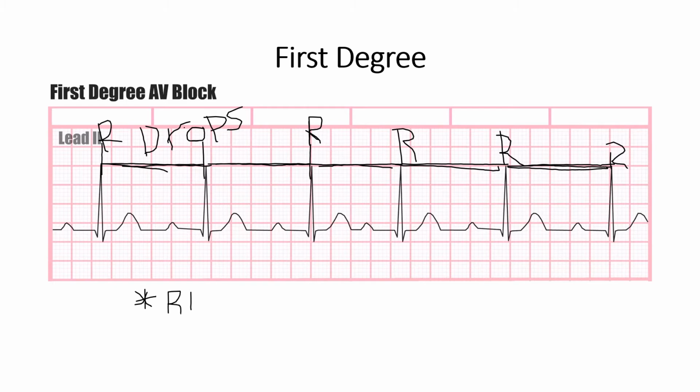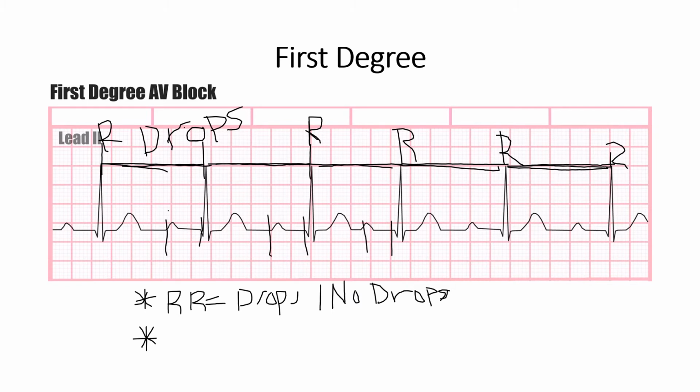R to R equals drops, no drops. And the reason I'm being so redundant here is because you really need to remember where to start. I want you guys to start with the R to R interval. And then we took our PR, same thing, to determine whether it was on time or whether it fit the length. And what did we say the PR length should be?